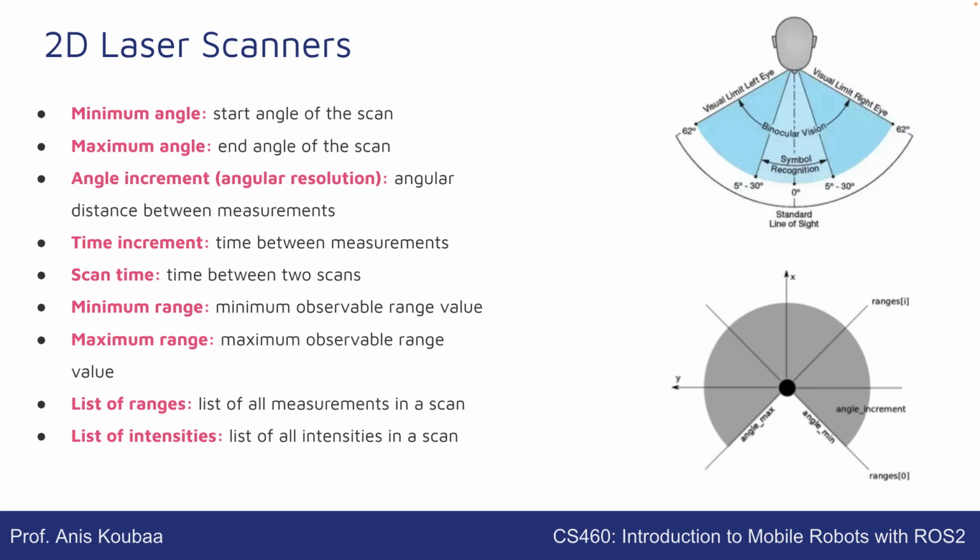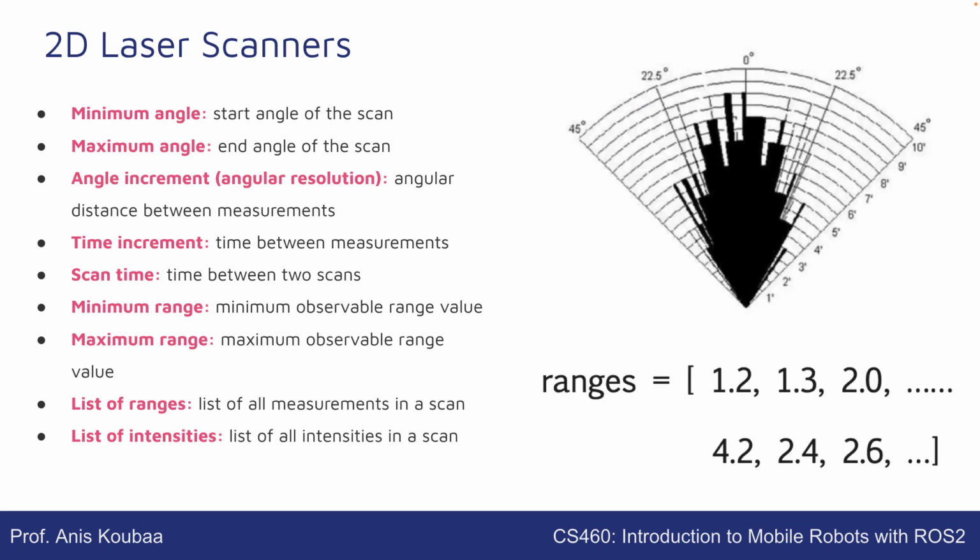We will discover this, and there is also the list of intensities, which depends on the intensity of the light that comes into the laser. The ranges are, in Python or in C++, a list of values that will return different distances from different angles. It will start from the left and give you a distance, then a distance here, then a distance here, and so on, so you will have all the distances depending on the angular resolution and the maximum and minimum range.